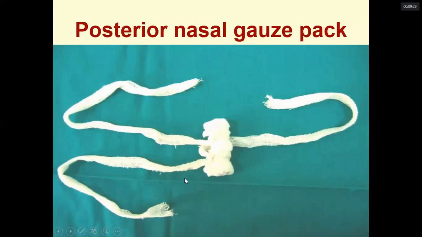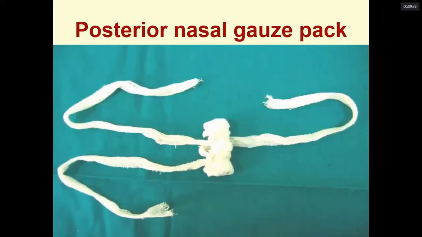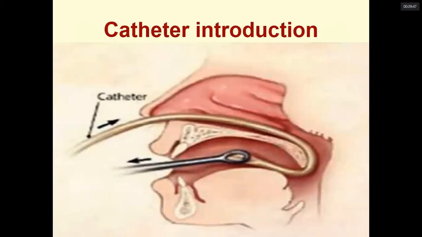And along with the posterior packing, you also need to do the anterior packing. So that means after you have done anterior and posterior nasal packing, all the nasal cavity and the nasopharynx will be packed. The patient will have to breathe in through the mouth. And this is the catheter introduction.